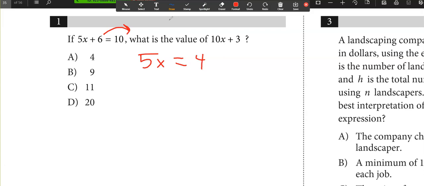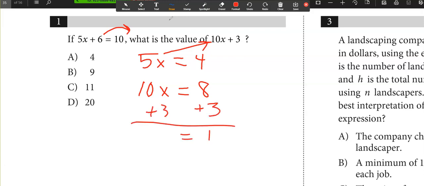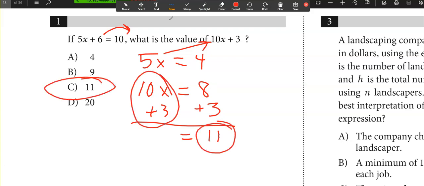Now, instead of finding out that x is 4/5, which a lot of you do because you've been trained since you were 2 years old to find x and plug it in, which is what they teach you to do in every geometry class and every algebra class, the relationship I see is to double both sides and get 8, and then add 3 to both sides, and then I get 11. So I get 10x plus 3 equals 11, and so that's my answer.